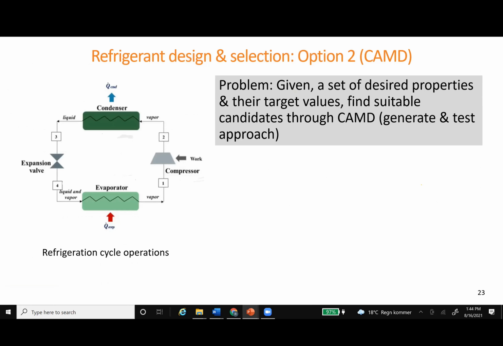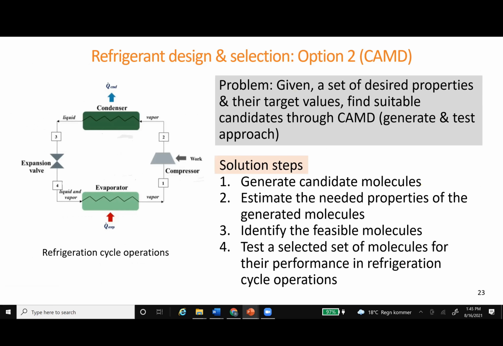If we want to do the same problem, but with CMD, that means we will generate molecules. So we are not dependent on how many molecules are there in the database. So the idea would be that we will generate molecules, we will estimate the needed properties of the molecules, identify the feasible molecules, and then do the test in the same way as before.